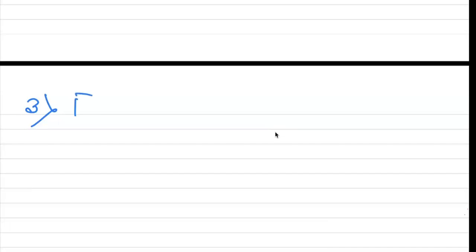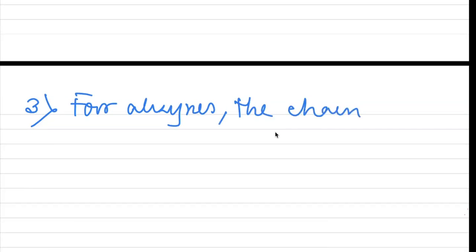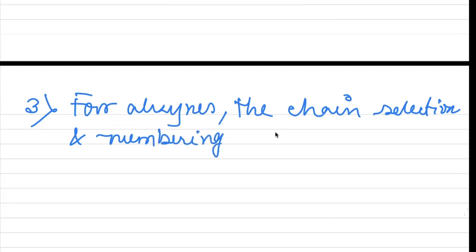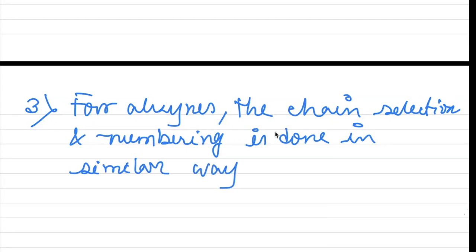Now for alkynes, that means carbon triple bond carbon, the chain selection and numbering is done in a similar way. So for alkynes, the chain selection and the numbering is done in a similar way.